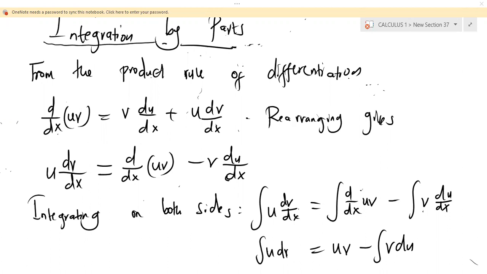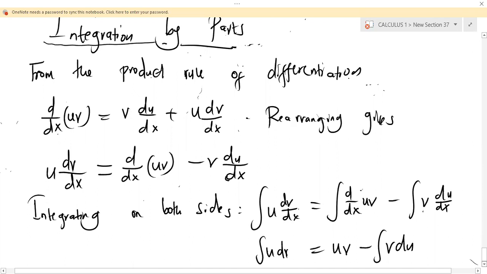Okay, so if you multiply all throughout by dx, then you'll be able to get the integral of u dv is equal to, now the integral of d/dx of uv, you're integrating and differentiating at the same time, so the whole of this will disappear. So you'll remain with uv minus the integral of v du. Okay, now this basically gives us the integration by parts formula.